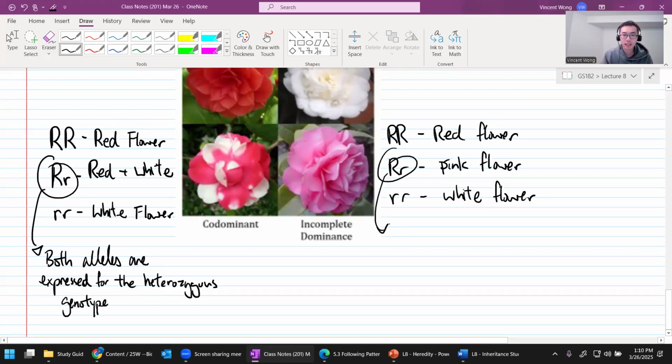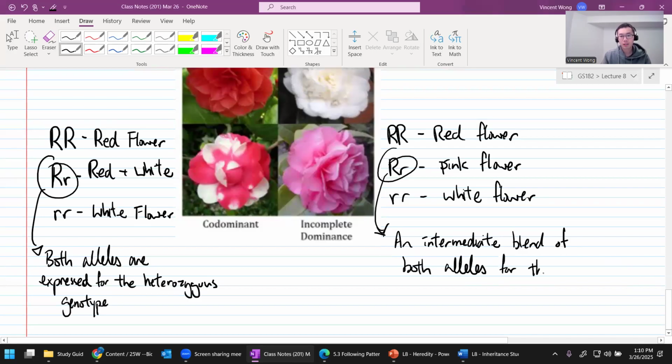Right, so this one is an intermediate blend of both alleles for the heterozygous genotype. All right.